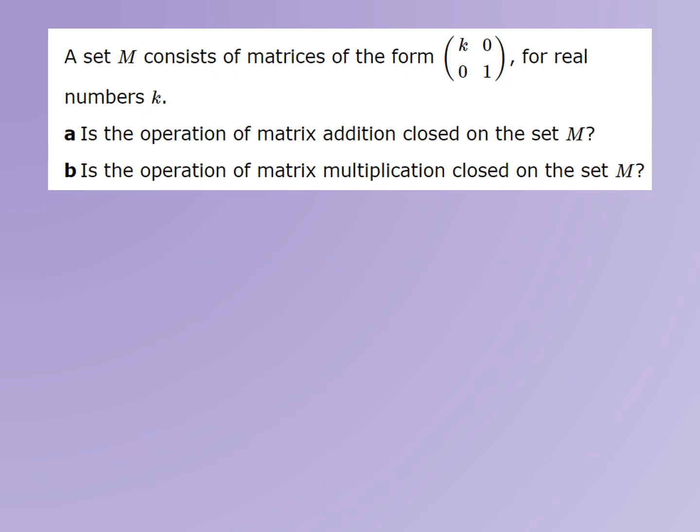Next, we're going to consider the set M, which consists of all matrices of the form K001, where K is any real number. So first we want to consider whether matrix addition would be closed on this set, and secondly whether matrix multiplication will be closed on this set. Pause the slide to consider the questions.